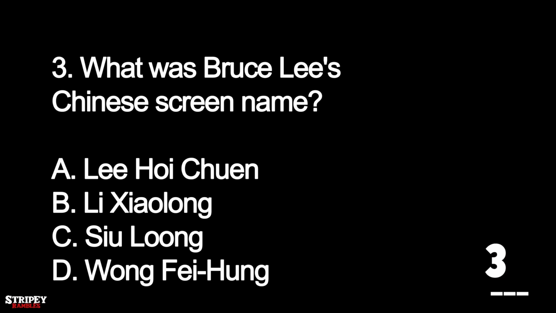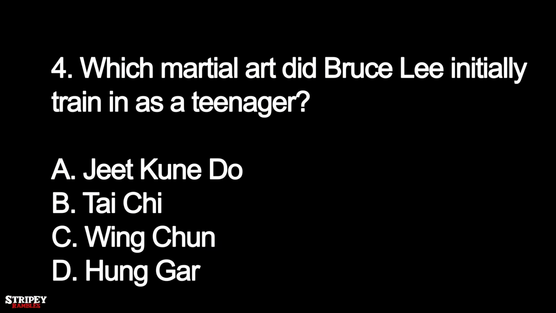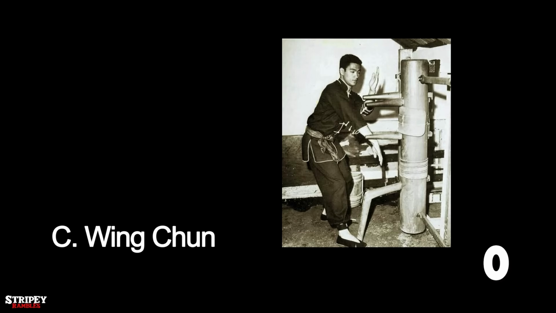Right, question 3. What was Bruce Lee's Chinese screen name? It's sometimes spelt with an S, Lee Shulong. I think that's how it's pronounced anyway. Right, question 4. Which martial art did Bruce Lee initially train as a teenager? Of course it was Wing Chun, although some say that he learnt a little bit of Tai Chi from his dad, but it was Wing Chun.